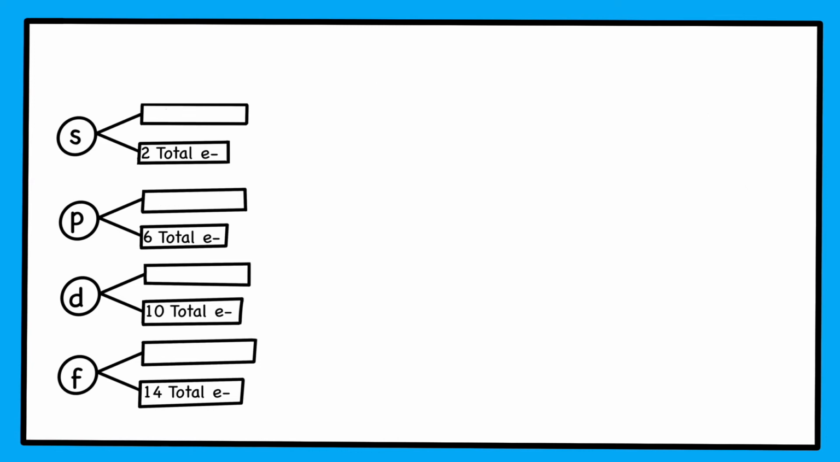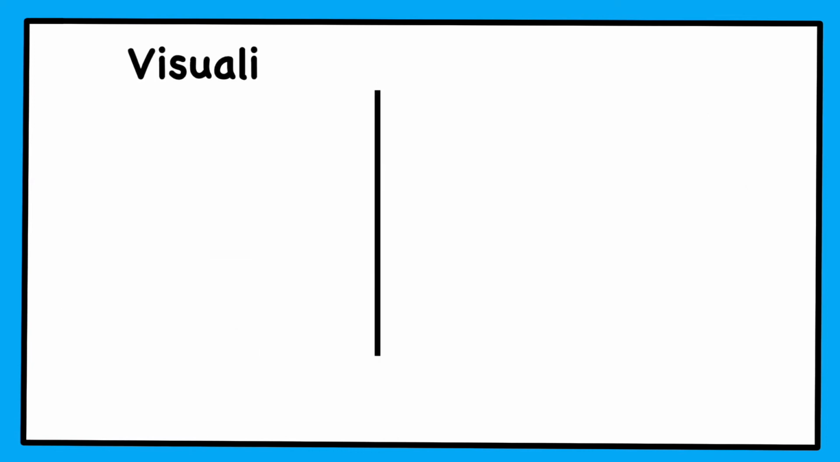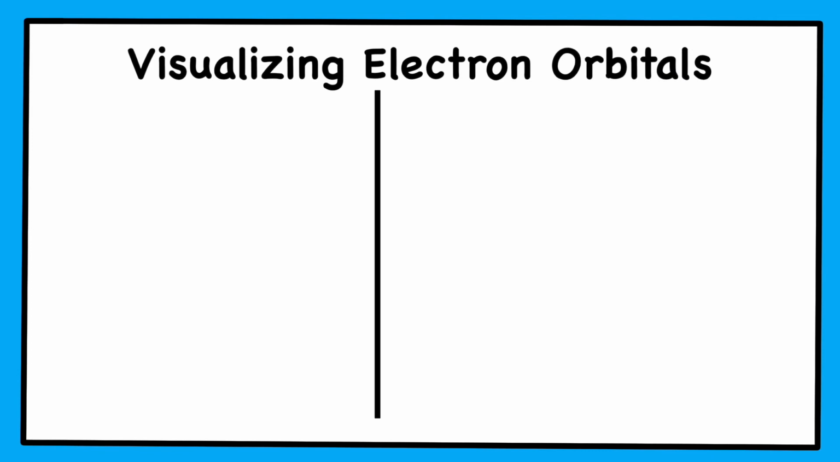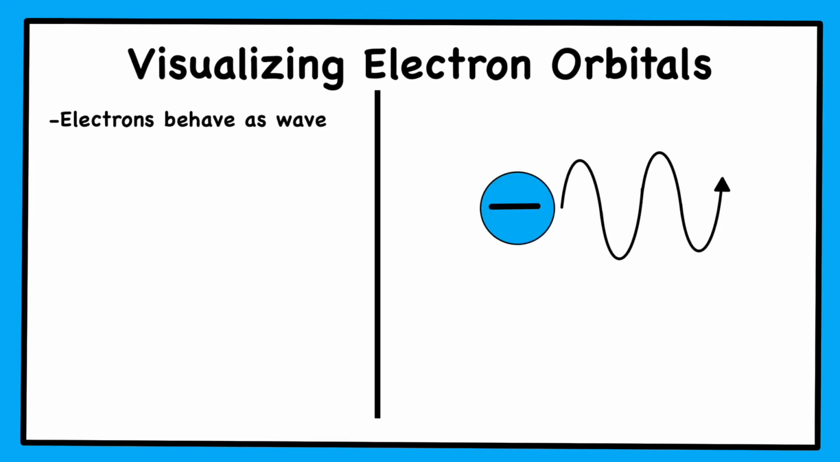Now let's take these concepts a step farther. In order to start visualizing how atoms look and how electrons revolve around the nucleus, we must first realize that electrons act both as waves and particles, which in itself is kind of a hard concept to understand.